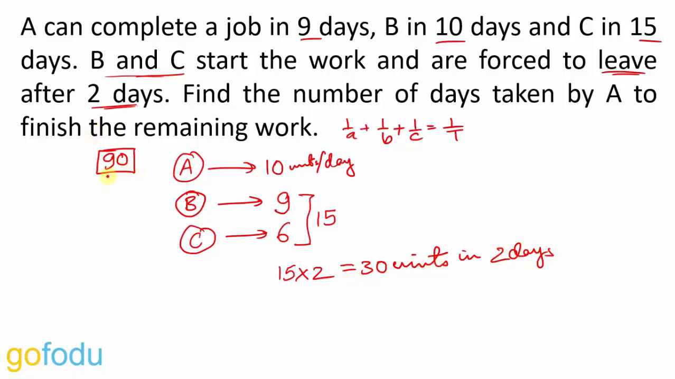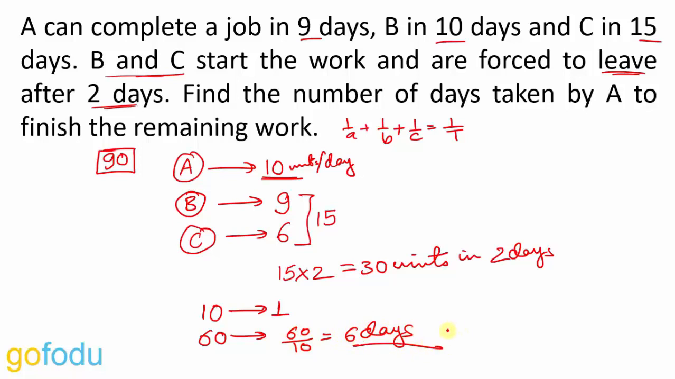So out of 90, 30 is finished now, 60 units remain, which A alone is going to finish. And A does 10 units in 1 day. So 60 will be done in 60 upon 10, that is 6 days. Simple application of LCM approach.